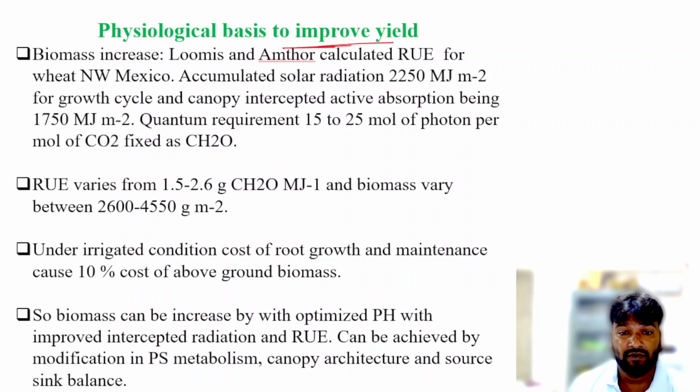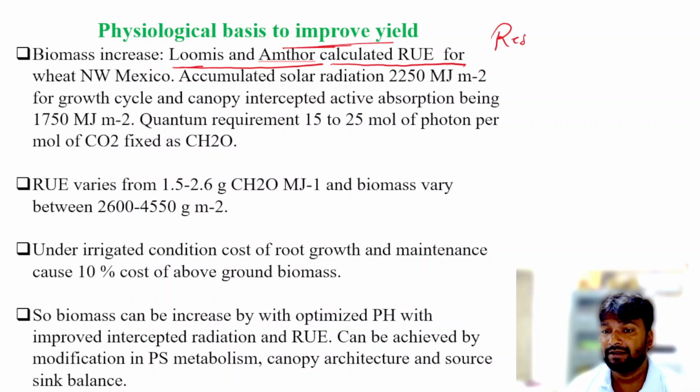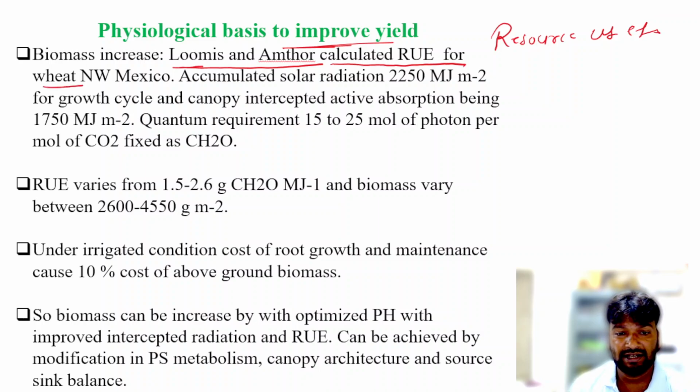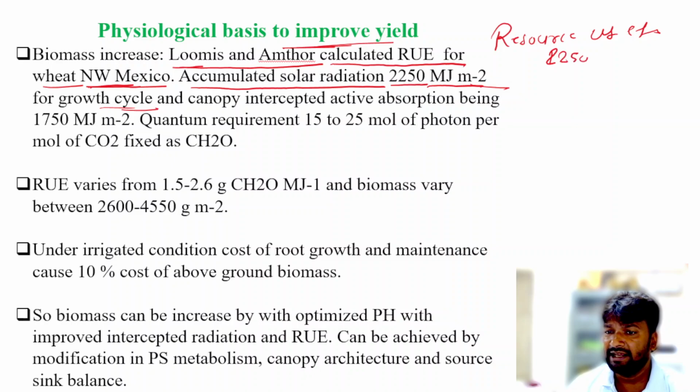So there is one scientist, that is Loomis and Amthor. They calculated the resource use efficiency, RU, for wheat when grown in northwest Mexico. The total accumulated solar radiation is 2050 million joule per meter square for the growth cycle. So in the wheat growth cycle there is 2050 MJ per meter square. This is the total solar radiation.